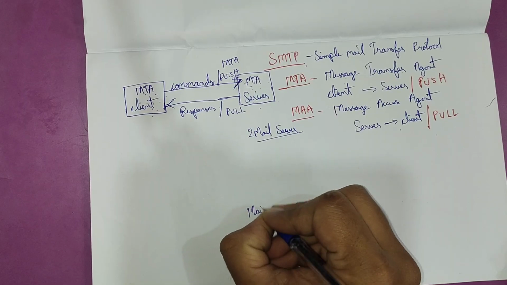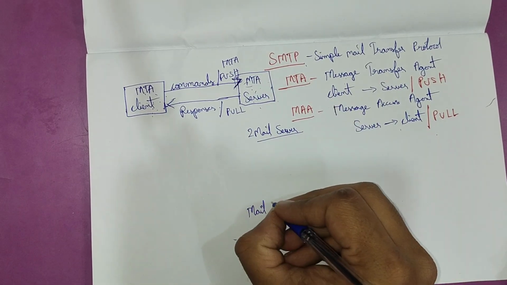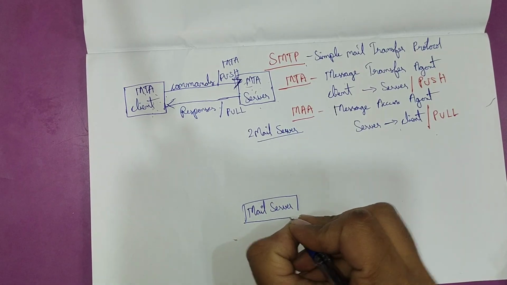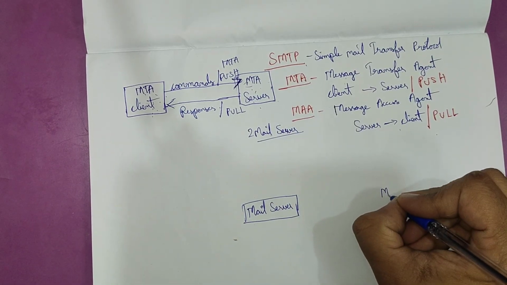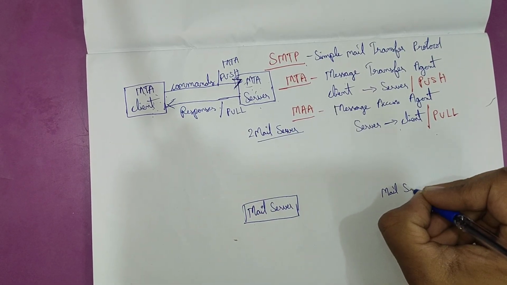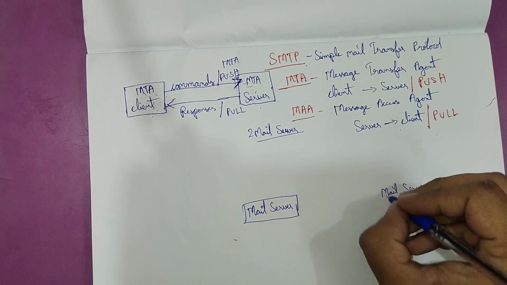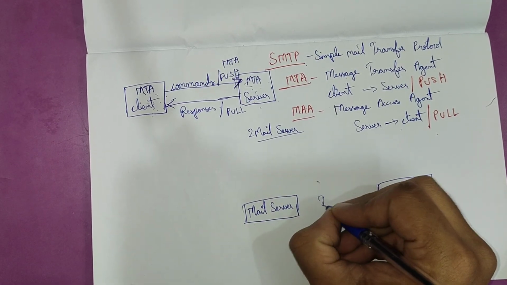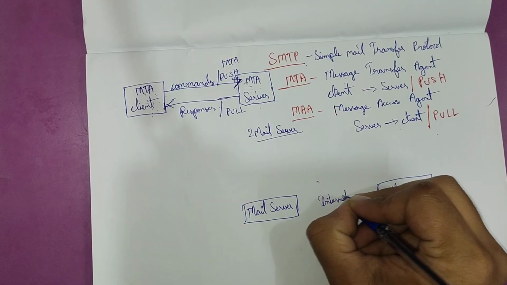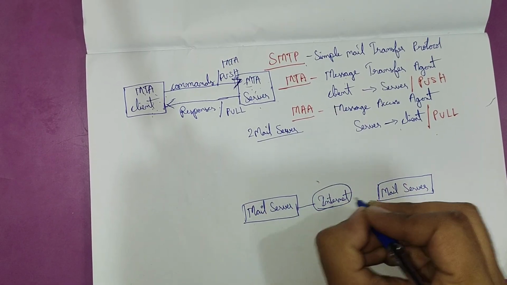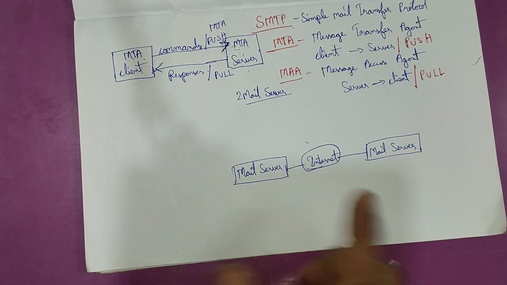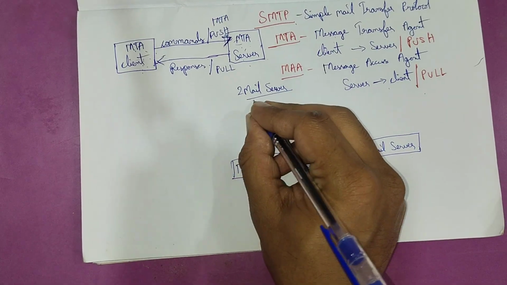So see here what I have told, we are going to take two mail servers, right? One mail server at the client side, another mail server at the opposite side. In between them we have the internet. Now the internet is there in between them.